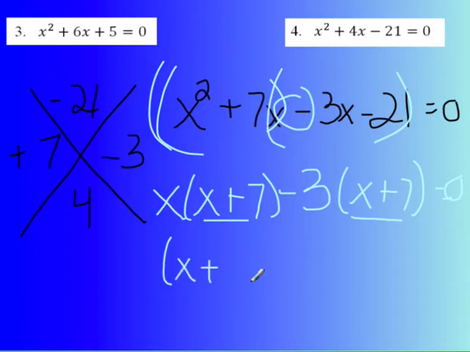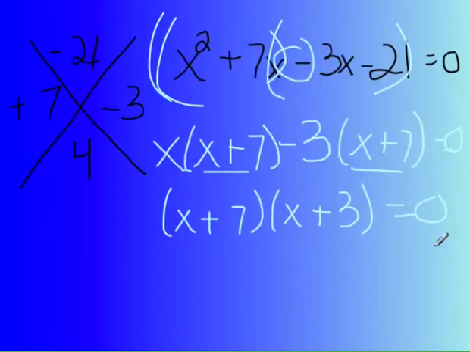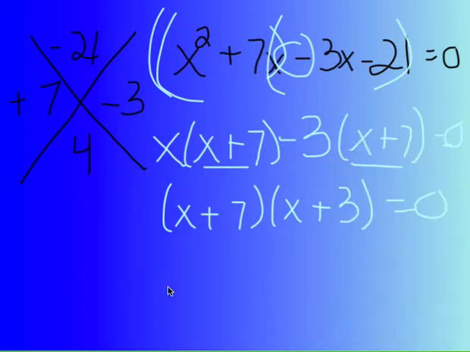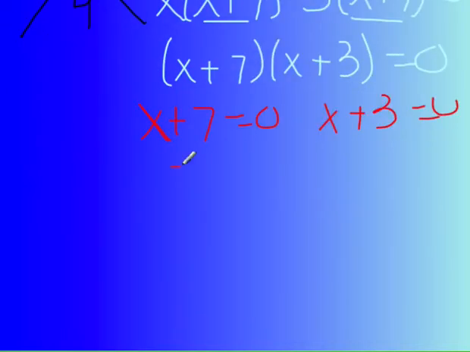And once I factor those out, in the other parenthesis, I'm going to write what's left over, which is x plus 3. So now I need to take and I need to set each of those factors equal to 0. So I'm going to get that x plus 7 is equal to 0 and x plus 3 is equal to 0. So I'm going to solve each of these for x. So I'm going to subtract 7 from both sides, and I get that x is equal to negative 7. Here, subtract 3 from both sides, and I get that x is equal to negative 3.